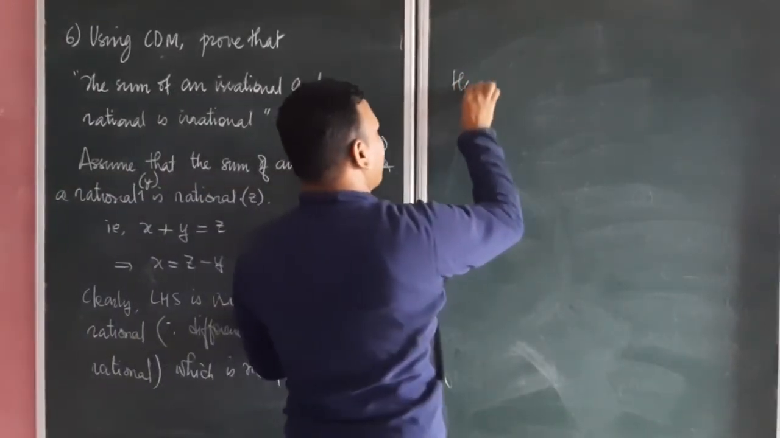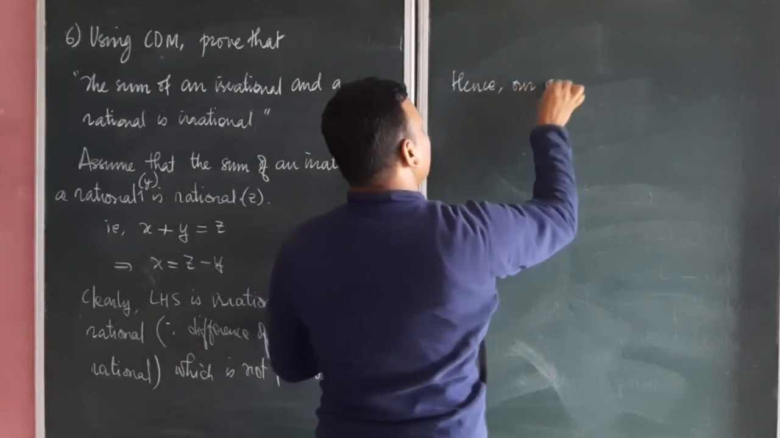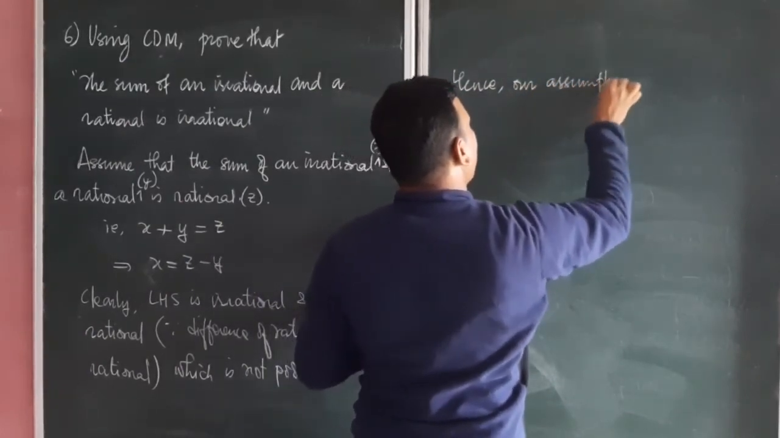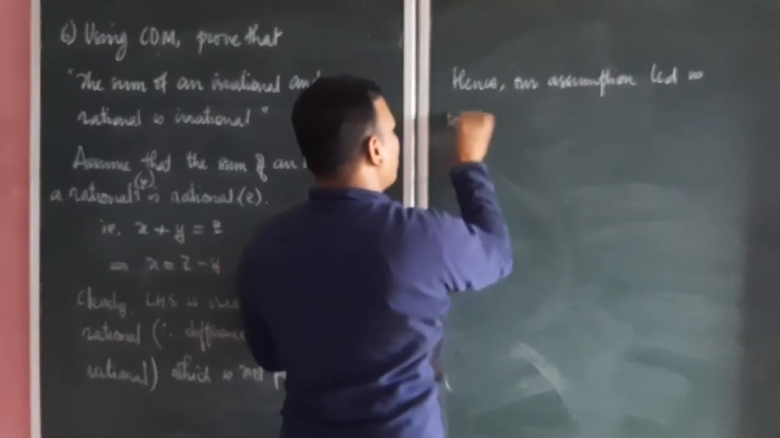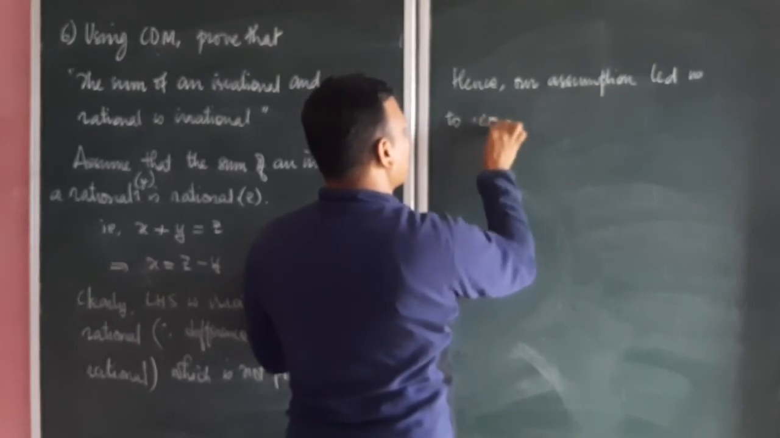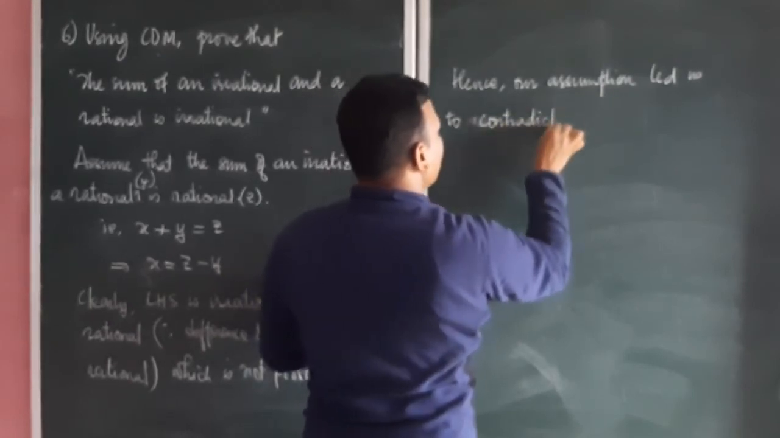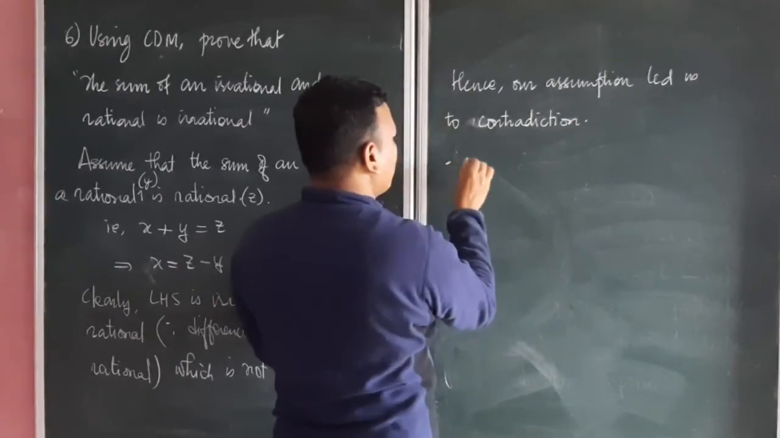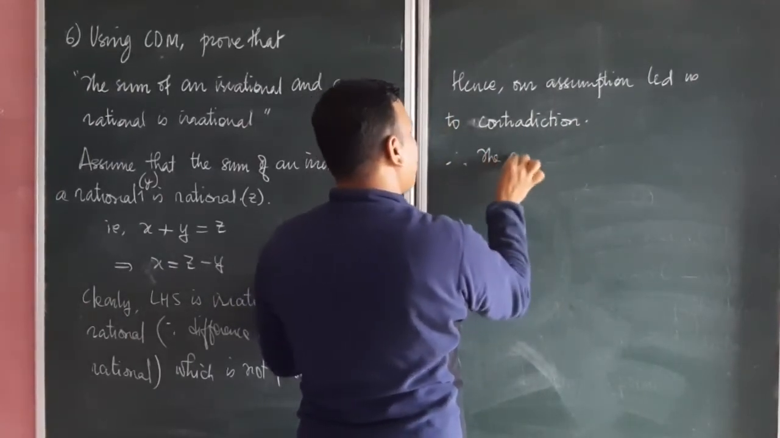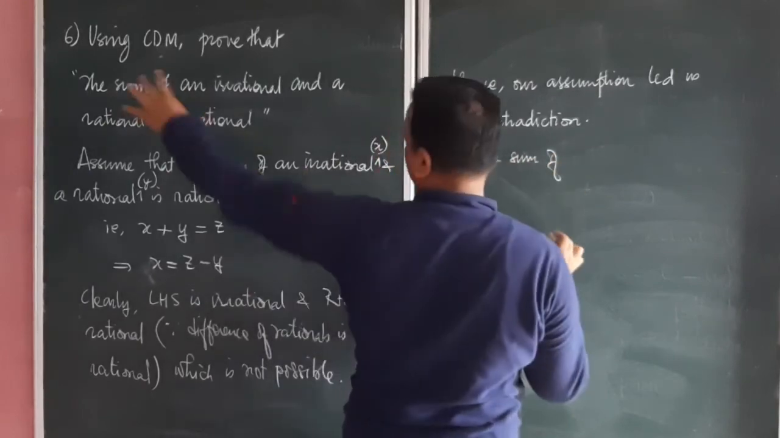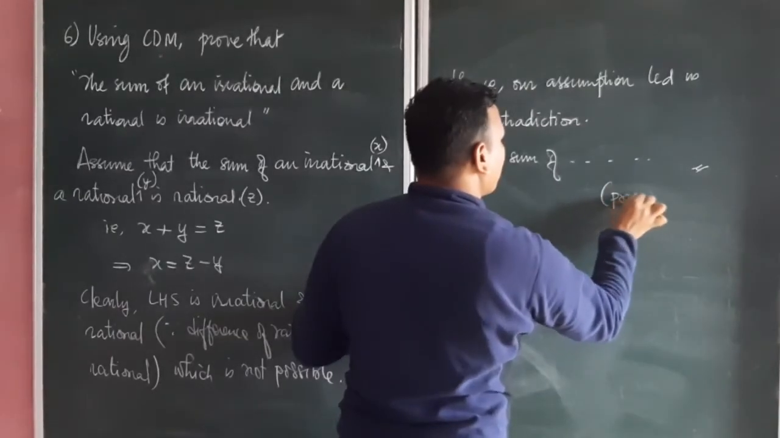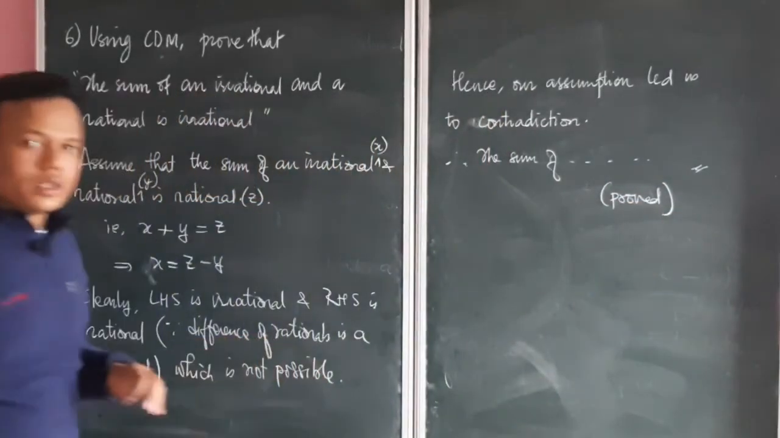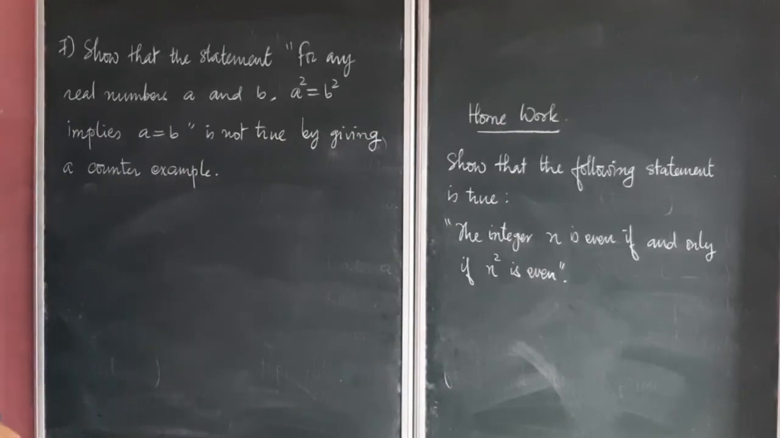Hence our assumption led us to contradiction, right? Contradiction. Therefore the sum of an irrational and a rational number is irrational, so you will write the same statement again. Okay, hence proved. So you may pause the video to note down. Okay, so let's see the last problem for the day, that is the usage of counter example.